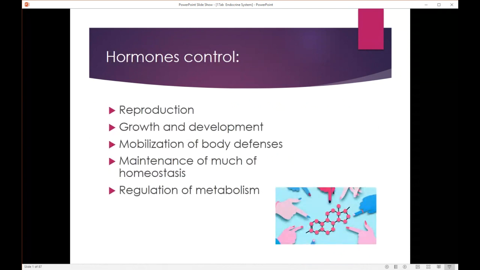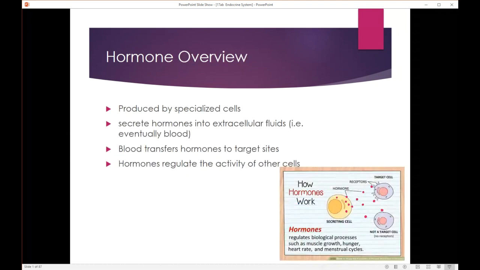The hormones are going to control reproduction, growth and development, the mobilization of our body's defenses, maintenance of much of homeostasis. Remember, homeostasis is maintaining a balance regardless of what's happening on the outside of the body, like temperature control, metabolism, right? Regulation of metabolism, body temperature.